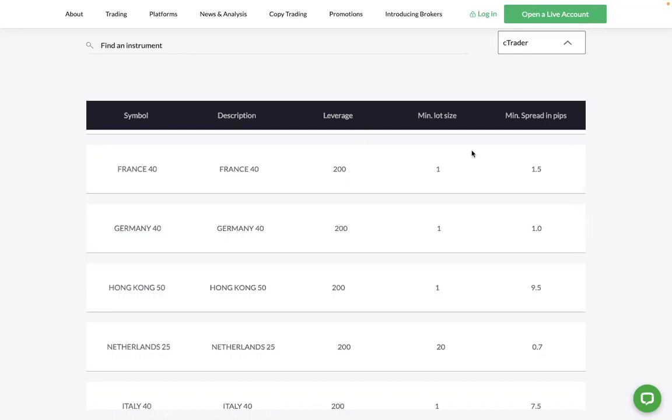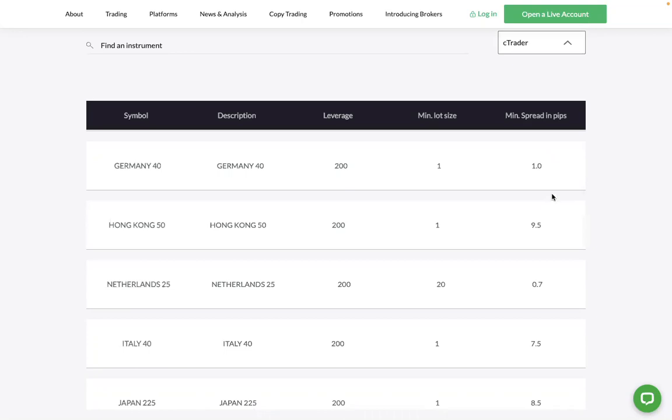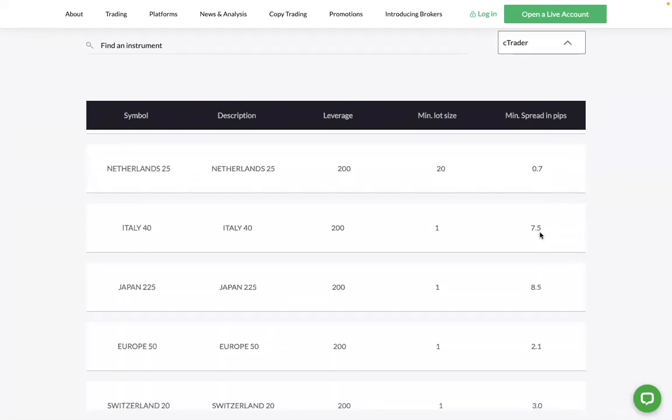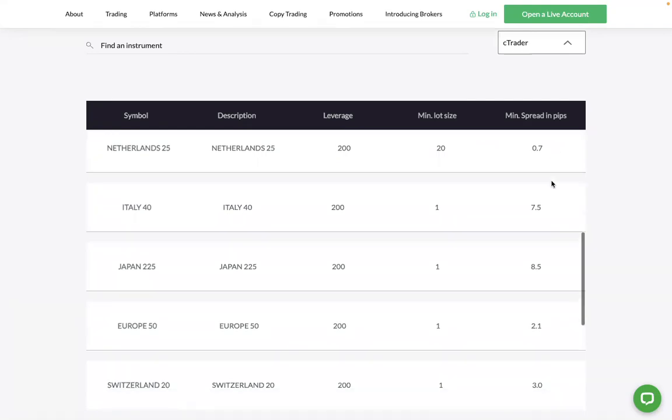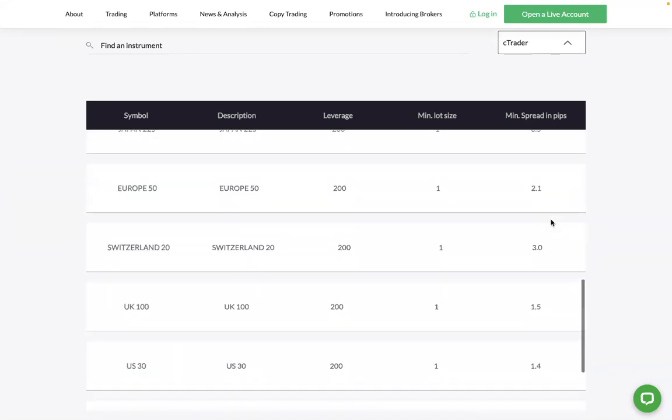France 40, the same situation, but the spread is 1.5. Germany 40, the same situation, but the spread is 1 pip. Hong Kong 50, the spread here is 9.5 pips. The Netherlands, the same situation, leverage is 1 to 200, and the minimum lot size is 20. Minimum spread is 0.7 pips. Italy 40, spread is 7.5 pips, and Japan 225, which is called Nikkei, leverage is 1 to 200, minimum lot size is 1, and the spread is 8.5.